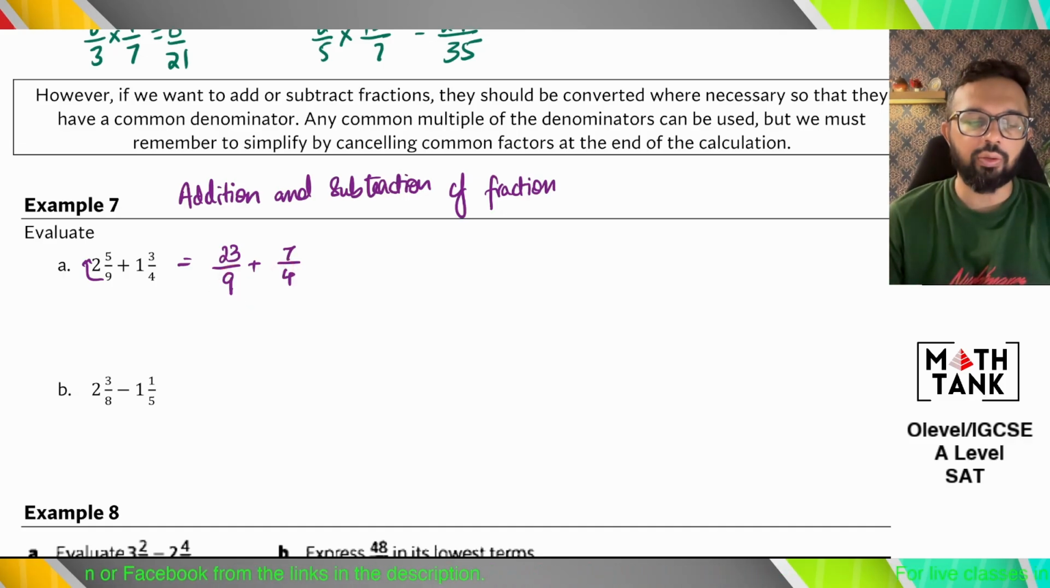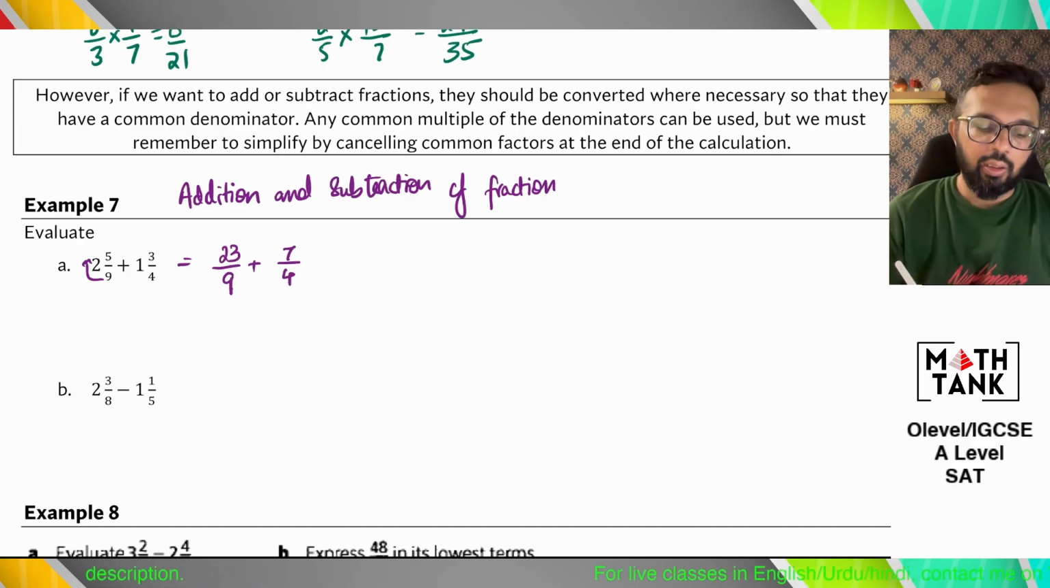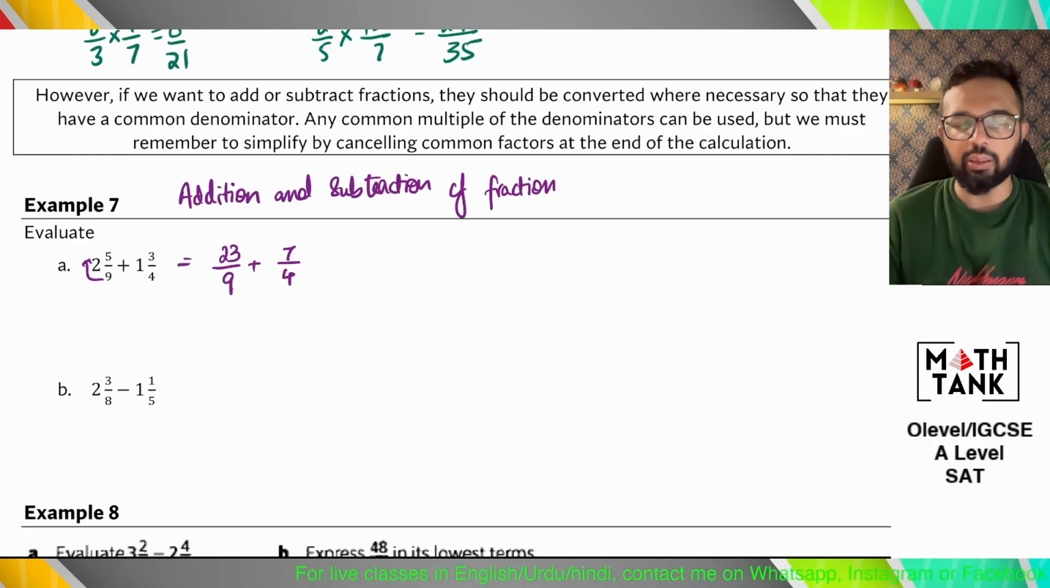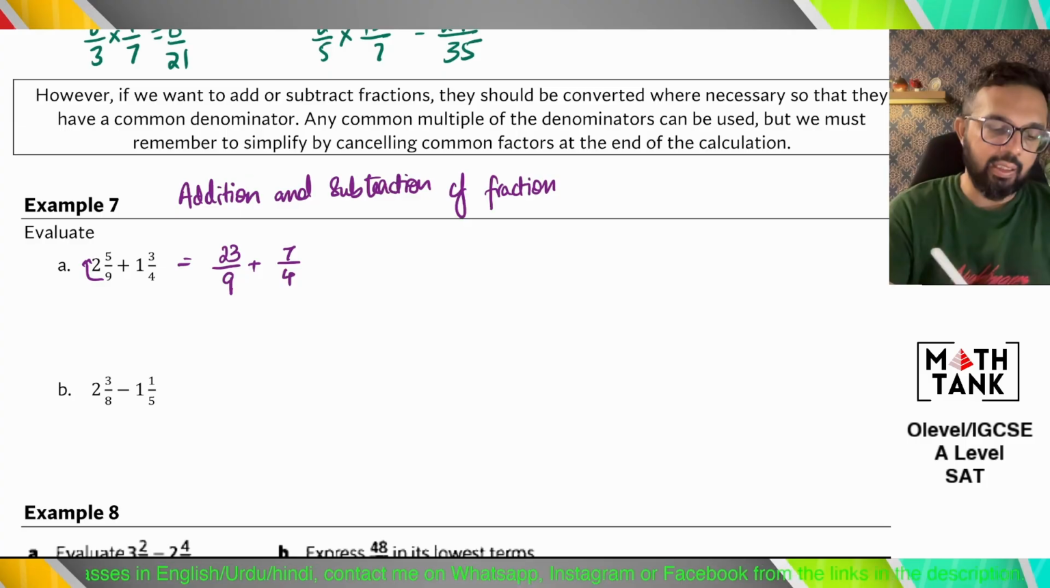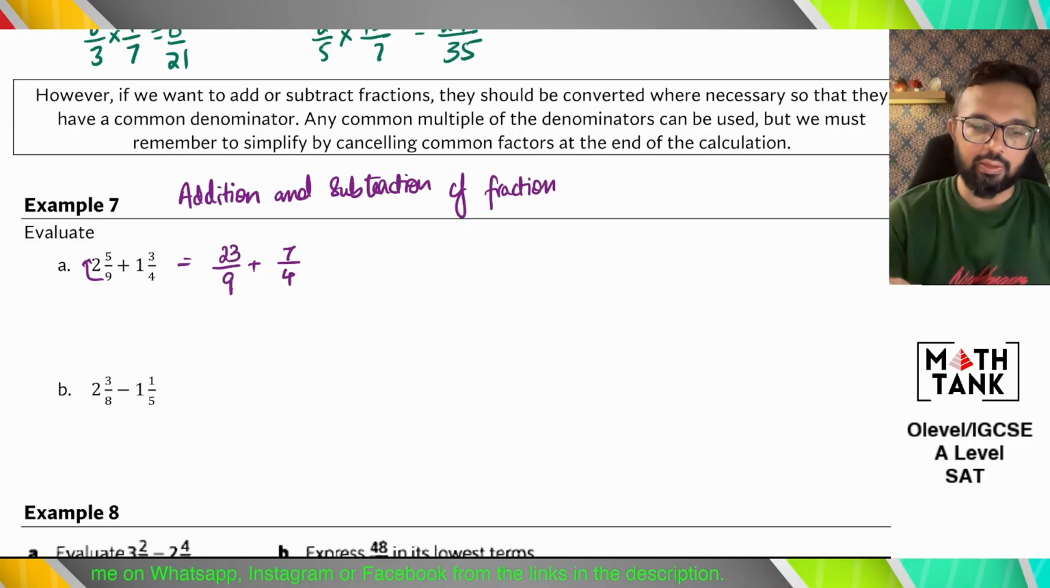Now, how do you change this into the same denominator? You think about a multiple that is common to both 9 and 4. You could take the lowest common multiple if you wanted, but you can think about any common multiple that you want. In this case, what I can think about is 36. So 36 is the common denominator that I'm thinking about.